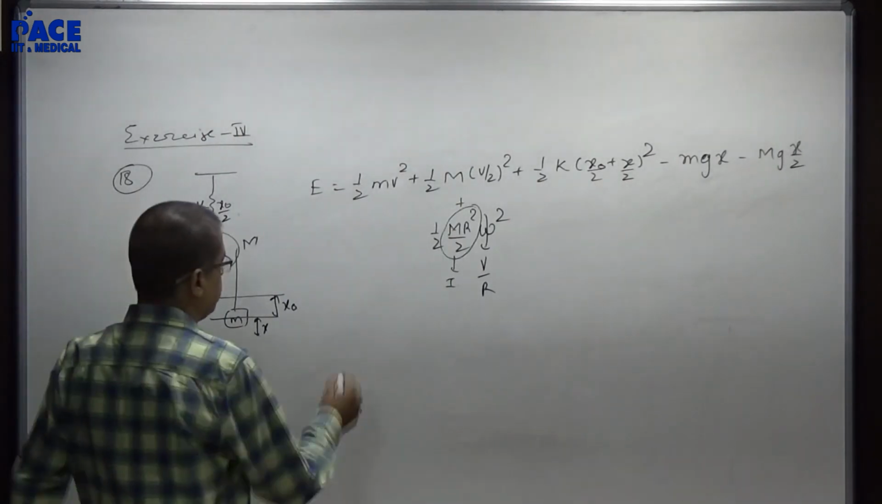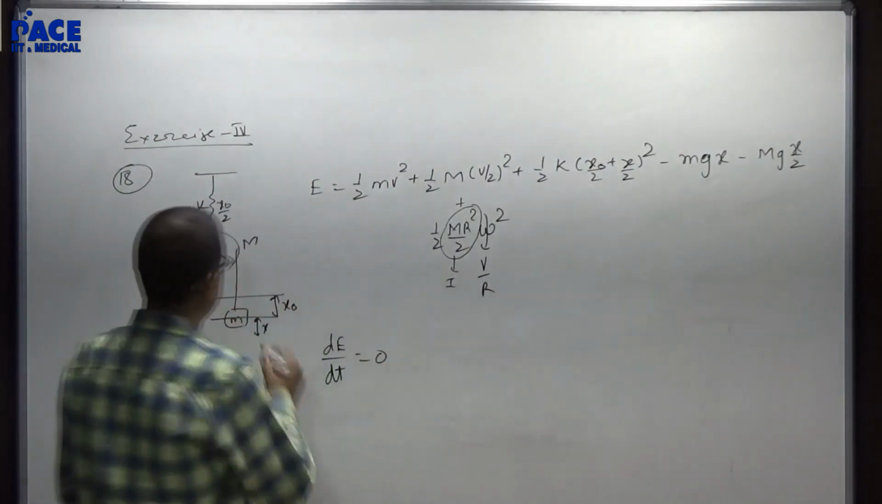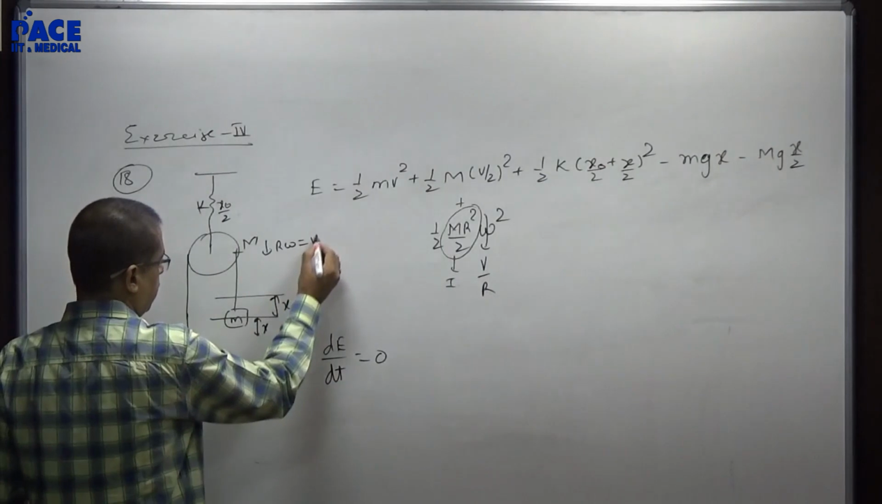dE by dt should be 0. dE by dt is 0. This will be R omega, which will be equal to V.